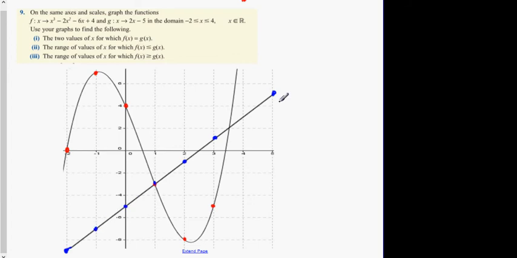Is everybody happy with all those points there? The blue one is the line. The red points belong to the curve. Most of you drew that out perfectly, so there's no bother there.